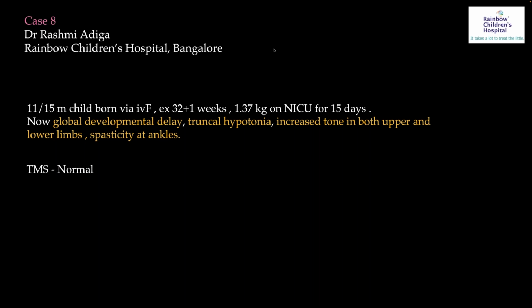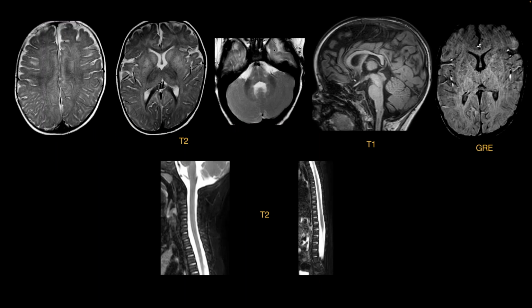They presented to me with global developmental delay, truncal hypotonia, and increased tone in both upper and lower limbs, with spasticity at the ankles. The TMS was normal. Actually, I was suspecting some birth-related injury and then asked for an MRI. The MRI was done at 11 months only. It was only done last week.